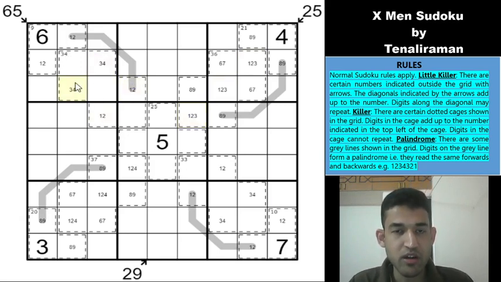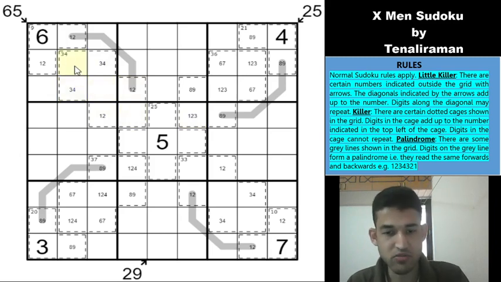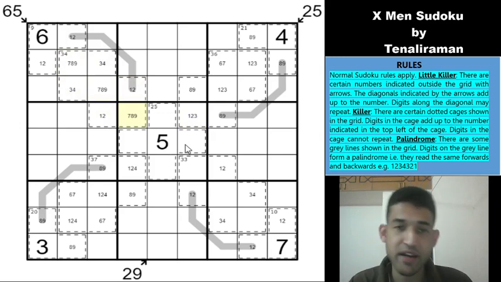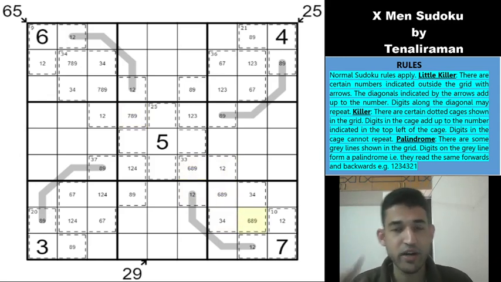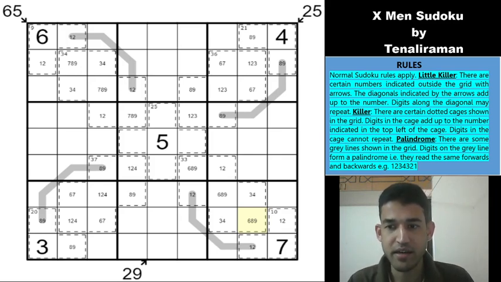Let us go to 34 now. 1, 2, 3, 4, which means we have 10, and we need 24 from 3 cells, and there is only one possible way to get that, 7, 8 and 9. And 1, 2, 3, 4 is 10. We need 23 from 3 cells to get the 33 total, and there is again only one possible way to get that, 6, 8 and 9.